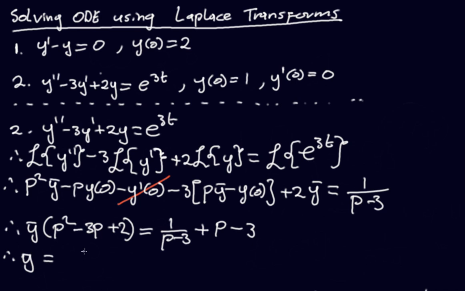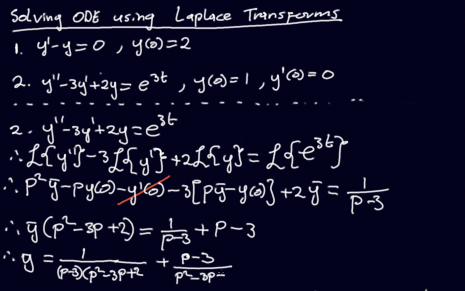Okay. Then the next thing that we must do, we must make y bar the subject of the equation. y bar is equal to, so it means it's a 1 over p minus 3, p squared minus 3p plus a 2, and then p minus 3 over p squared minus 3p plus a 2.